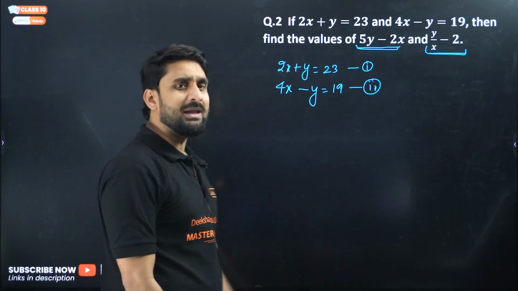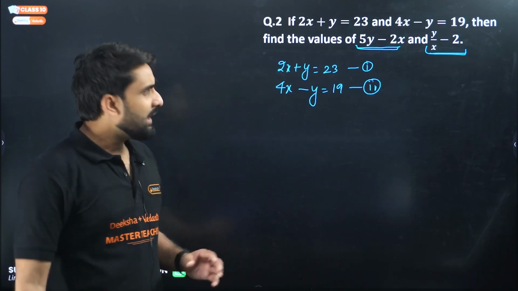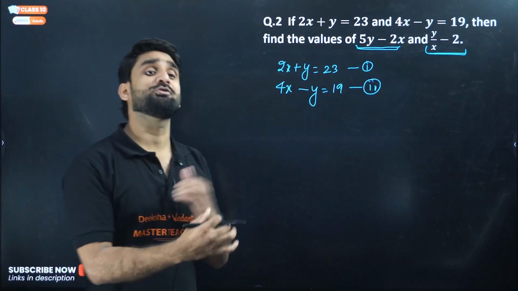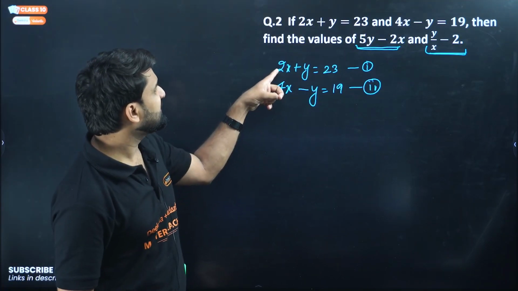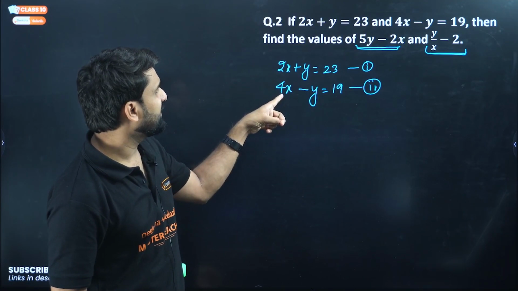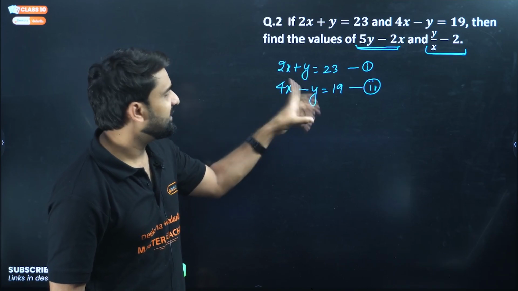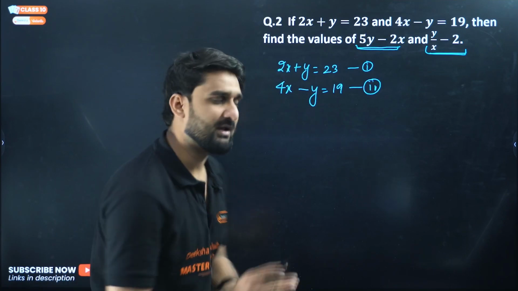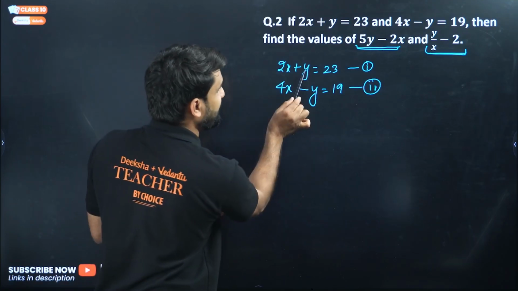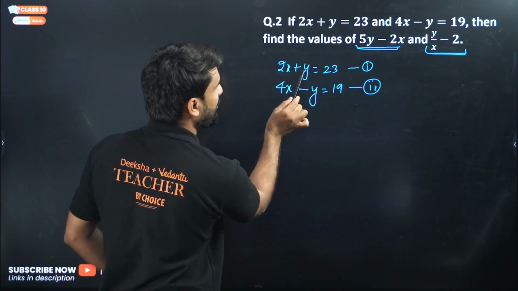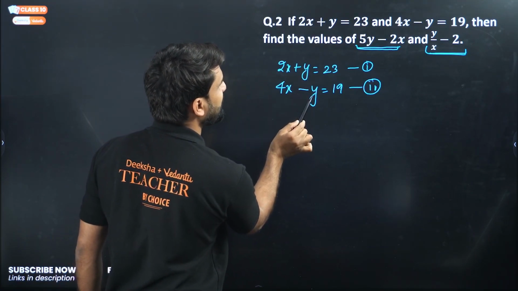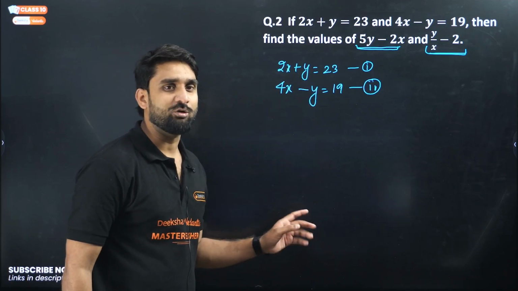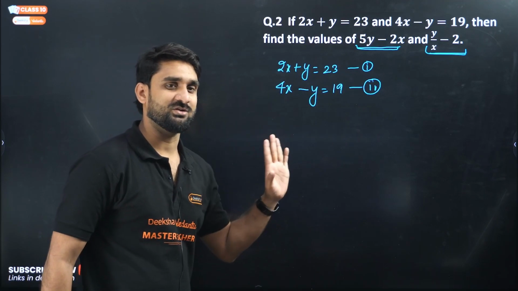See, what I love to do, I always search for the opposite signs. Here look, this x is in positive form, this x is in positive form, here y is in positive form, this y is in negative form. So we'll go through the elimination method. The coefficients of this y and this y are already equal to each other, positive y and negative y. So we don't require to multiply any number to these equations.